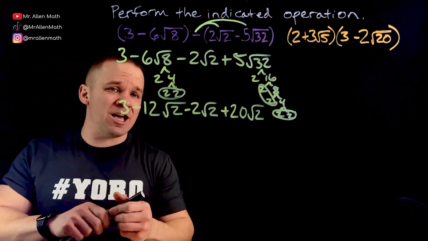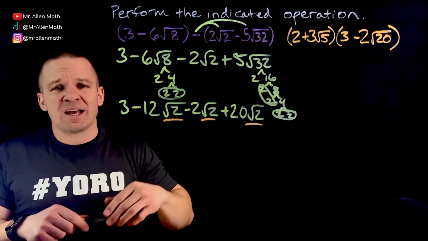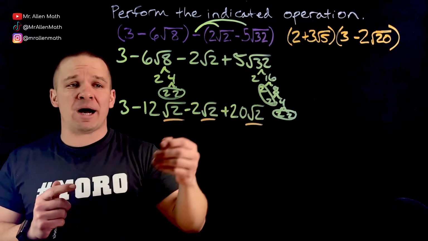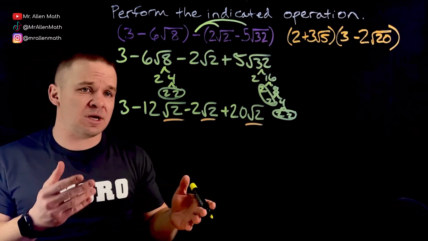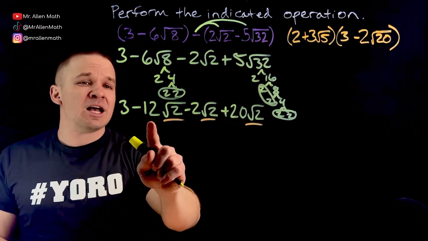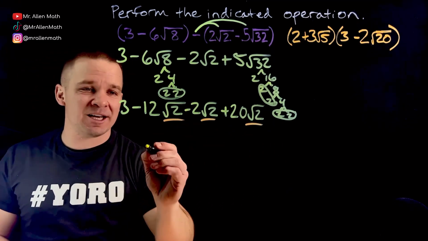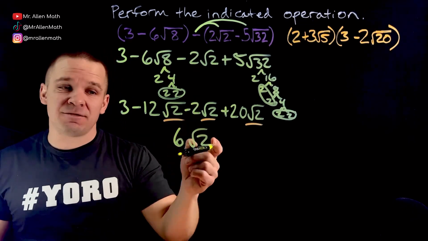Now, you can see here, I've got a root 2, a root 2, and a root 2. Just like with variables, if those were like negative 12x, negative 2x, positive 20x, they can be added together. And we're just looking at our coefficients. So I got 3 like terms here. Negative 12 and negative 2 is negative 14. Plus 20 is 6. So I will have 6 root 2 out of those. And that's a positive 6 root 2.